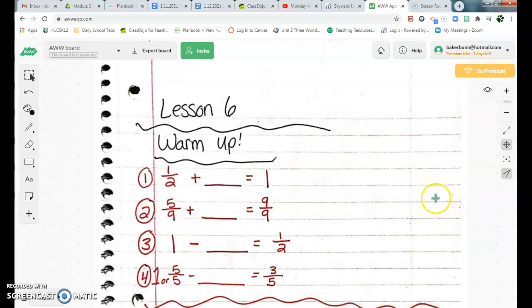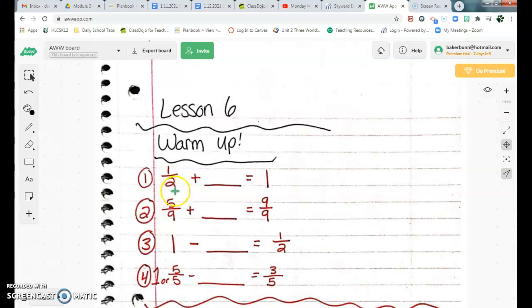So again, if I'm going too fast, feel free to pause the video and go through everything, but today we are going to be working on subtracting fractions from mixed numbers. Now, we're going to be getting into that in a minute, but I have a warm-up here that I want you guys to solve for me. So it's just kind of filling in the blanks.